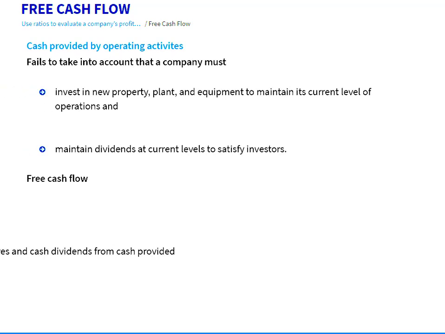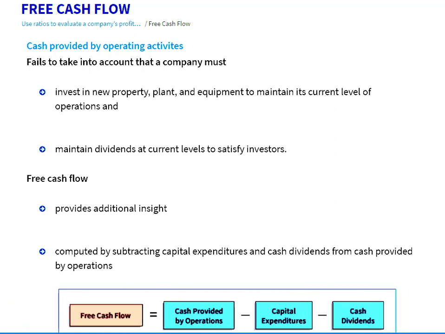A measurement to provide additional insight regarding a company's cash-generating ability is free cash flow. Free cash flow is equal to cash provided by operating activities less capital expenditures and cash dividends.